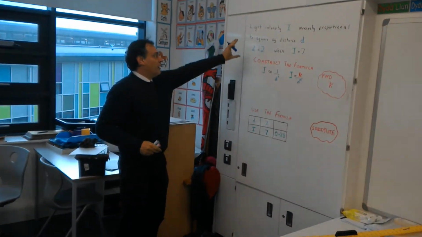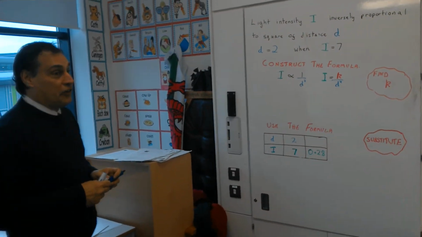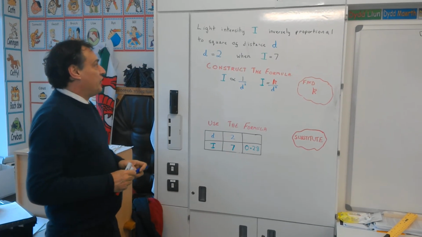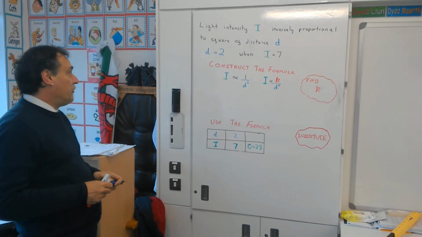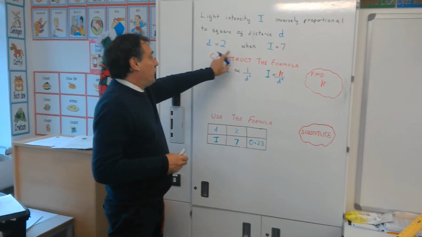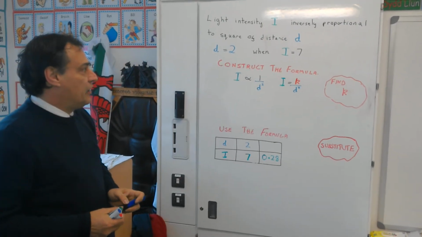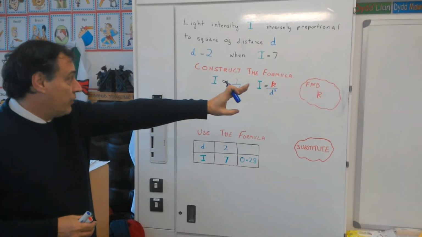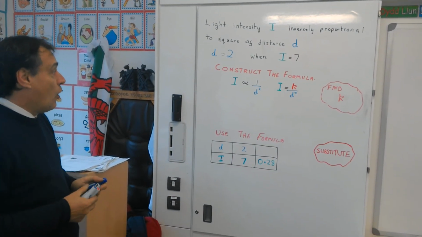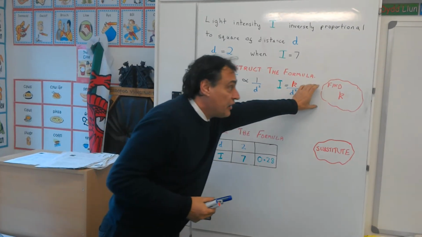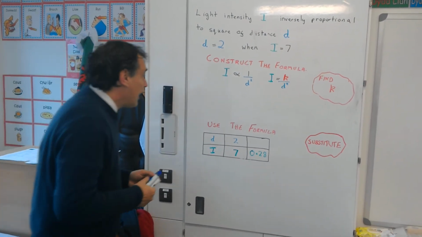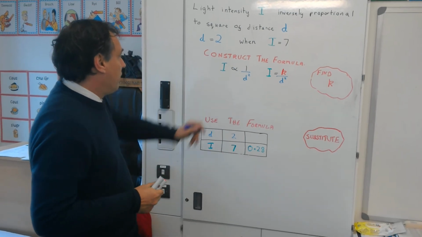How athletic was that? Okay, so the light intensity here, we're going to deal with an inverse proportion formula now. Light intensity I is inversely proportional to the square of the distance d. So d is equal to 2 and I is equal to 7. I've constructed the formula using the toolkit over there. I've done the first couple of stages there, using the colours. What we've got to do now is find k in exactly the same manner as we did with a direct proportion question, by substituting the values in.